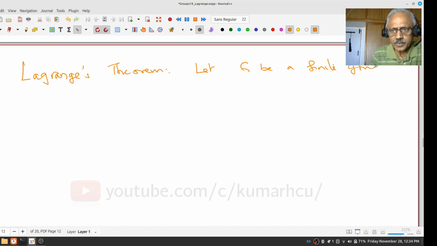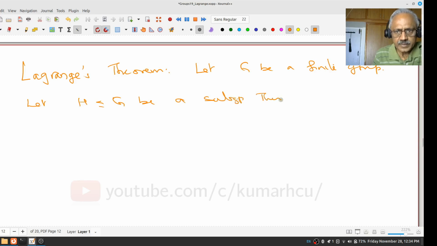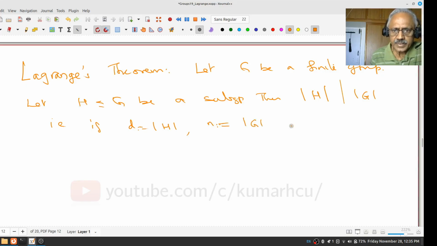Let G be a finite group. Let H be a subgroup. Then the number of elements in H divides the number of elements in G. That is, if d equals the number of elements in H, notice that H is a subset of G, G is finite, therefore H is also finite, and n is the number of elements in G, then d divides n.